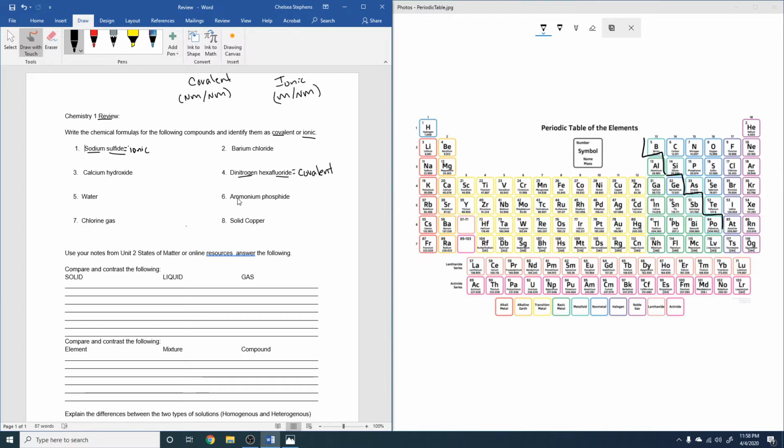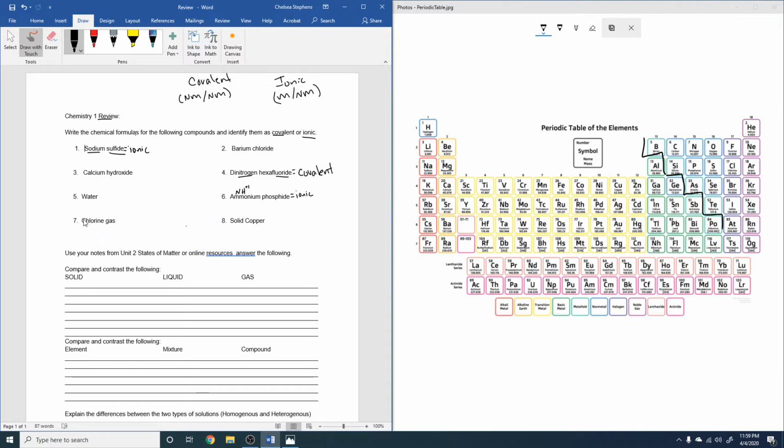We have ammonium phosphide. So our ammonium was one of those polyatomics. So it was NH4 plus 1, remember? And phosphide is just phosphorus. So this is an ionic, this is a polyatomic ion, okay, so good.